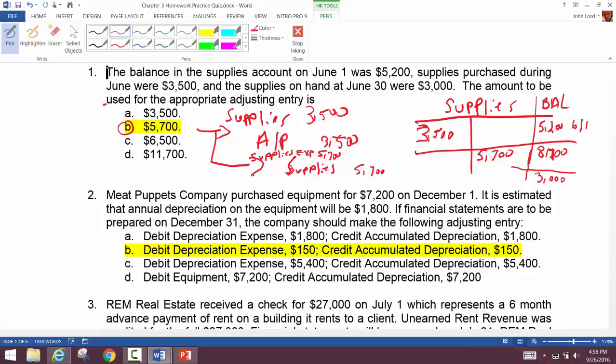Okay, good. So we have now this Meat Puppets purchased equipment for $7,200 on December 1st. It is estimated that the annual depreciation will be $1,800. Now look, the only thing that makes this question halfway interesting is that they're asking me what is the depreciation expense at December 31st, how many months is that? That's 1 month, so I take the $1,800 and I divide it by 12, that's what, $150 a month?